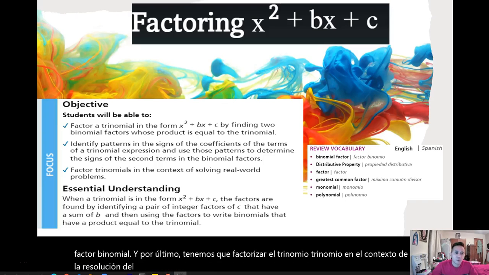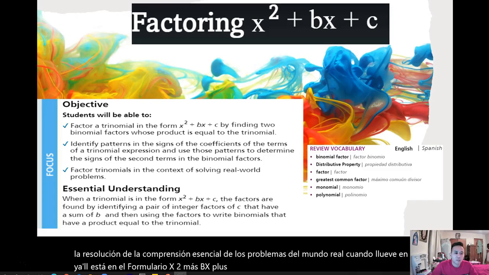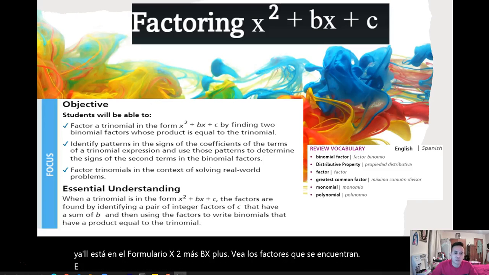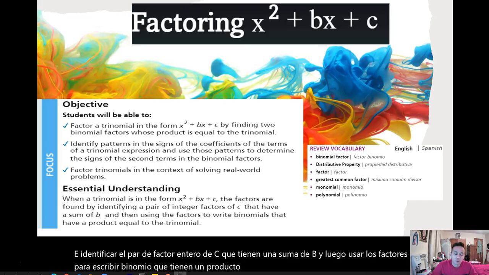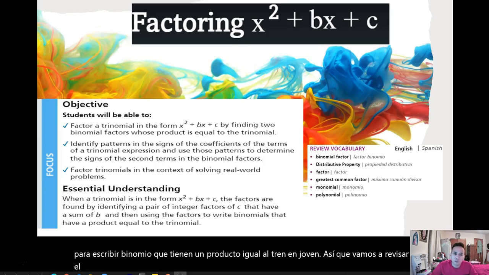Essential understanding: when a trinomial is in the form x squared plus bx plus c, the factors are found by identifying the pair of integer factors of c that have a sum of b, and then using the factors to write binomials that have a product equal to the trinomial. We are going to review the following vocabulary: binomial factor, distributive property, factor or GCF (greatest common factor), monomial and polynomial. These are the vocabulary that we will encounter in this lesson.